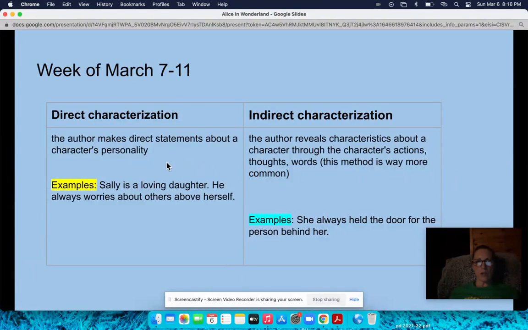So the difference, you guys, between direct and indirect is that with indirect, we've got to use our background knowledge and make some inferences as to what kind of character we have. And in direct characterization, the author's going to come right out and tell us the character's personality.